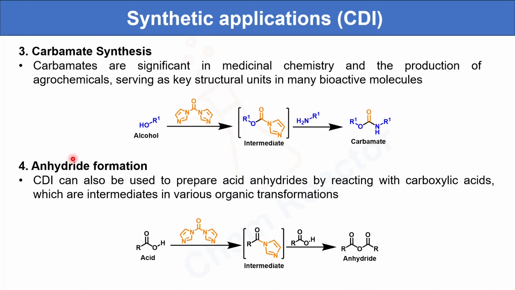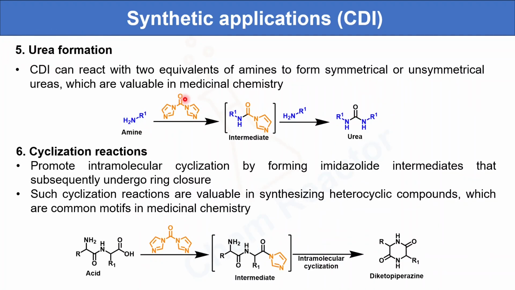Another interesting application of CDI is anhydride formation. We can synthesize symmetrical or unsymmetrical anhydrides from carboxylic acids by using CDI as a coupling reagent. Now let's talk about urea formation. CDI can react with two equivalents of amines to form symmetrical or unsymmetrical ureas, which are valuable in medicinal chemistry. Depending on our requirement, we can make symmetrical or unsymmetrical ureas.